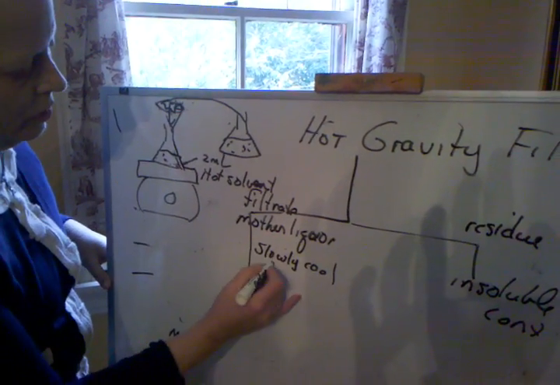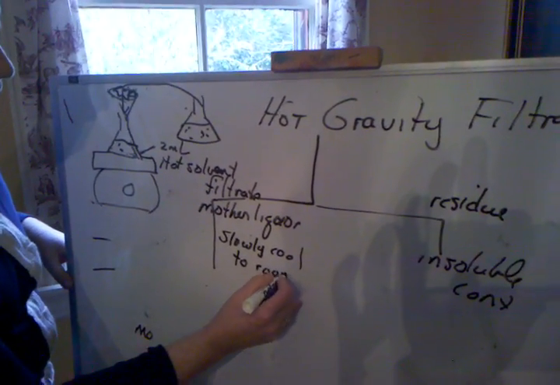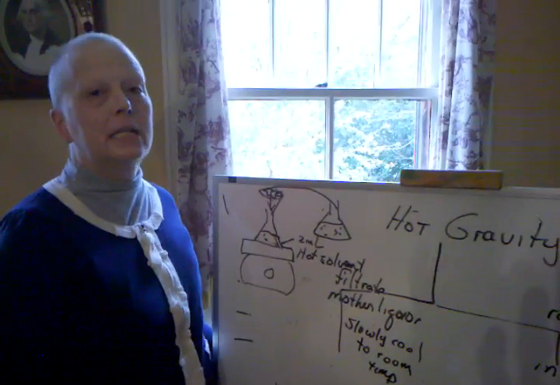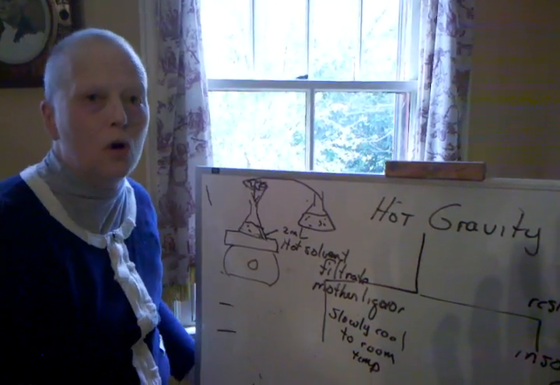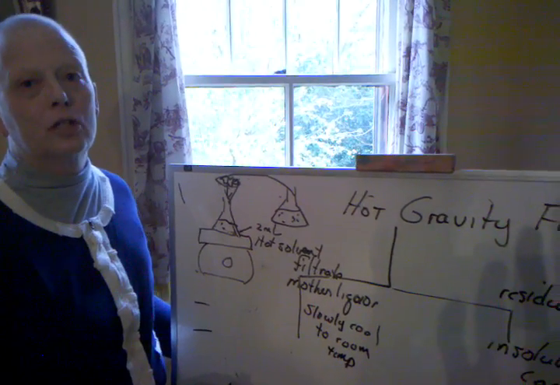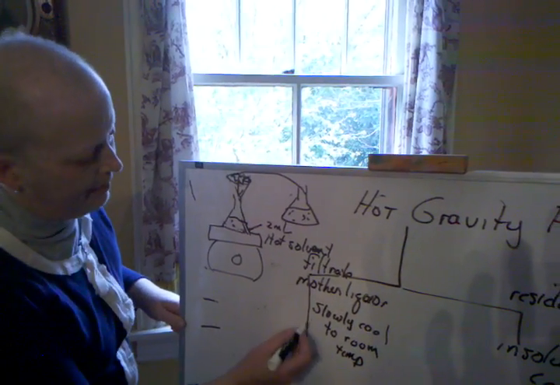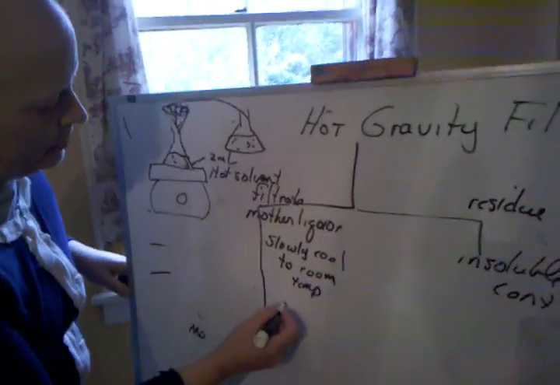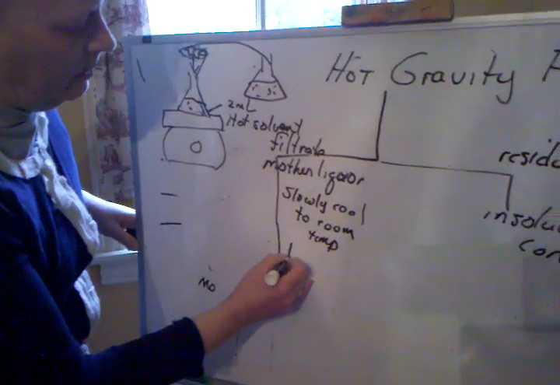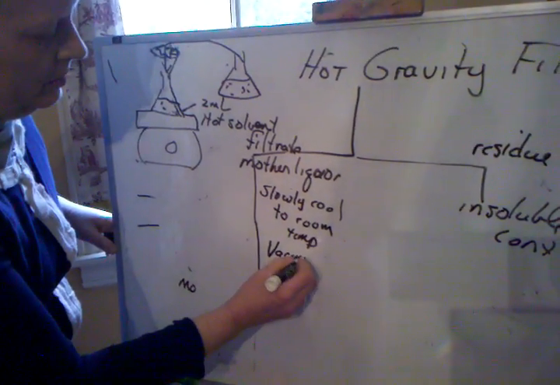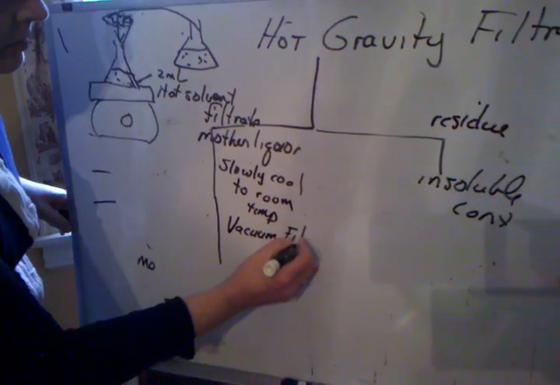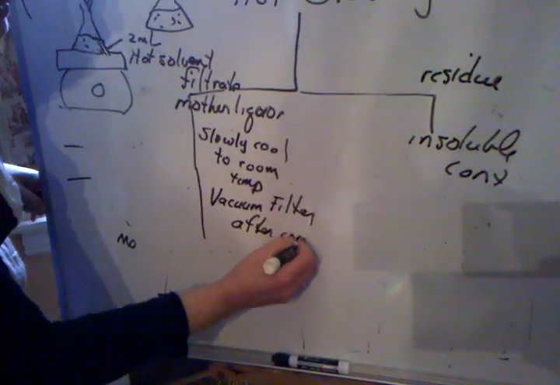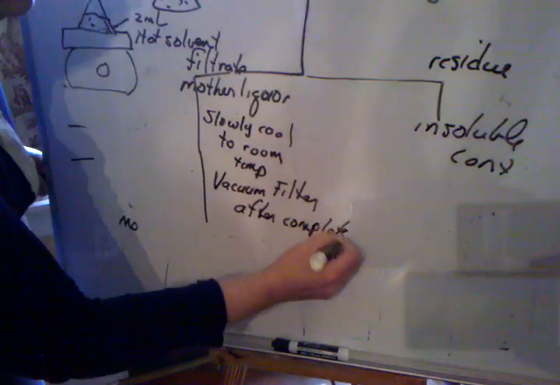So you slowly cool to room temperature. It's usually not advisable to use ice, because ice might get it down so cold that any contaminants that are in the solution will come out of solution, and we don't want that to happen. So slowly cool it to room temperature. And then what you want to do is vacuum filter after complete crystallization.